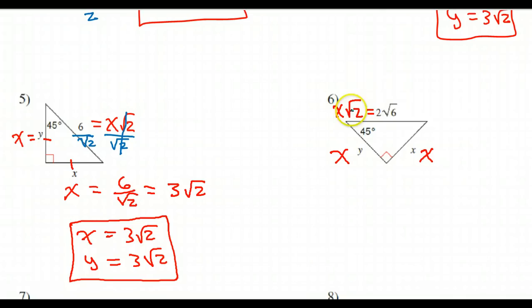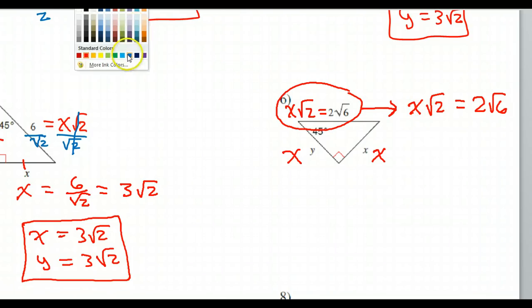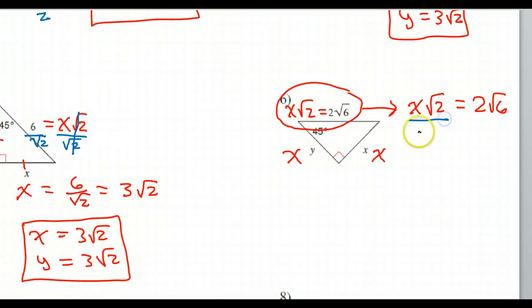Okay? So, focus on this equation up here. I'm going to recopy it off to the side, so I have room to do my work. Okay, so x radical 2 is equal to 2 radical 6. So again, if I want to get x by itself, I'm just going to divide both sides by radical 2. So that's going to give me x equals.